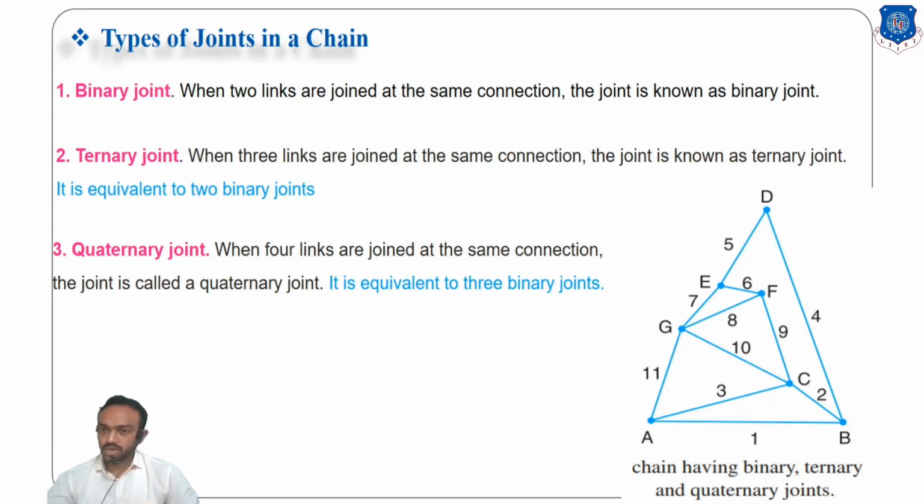All the joints we have seen in the previous examples are binary joints. In binary joints only two links are connected at the same place. In the relation we studied earlier, J is equal to 3 by 2 L minus 2, J is a binary joint, where two links are connected at the same place. If three links are connected at the same place, it is known as a ternary joint. You can see a ternary joint here.